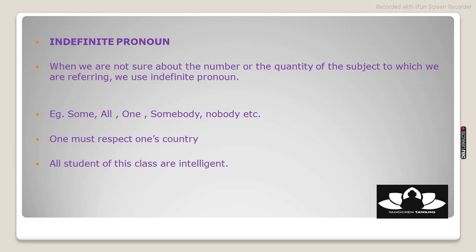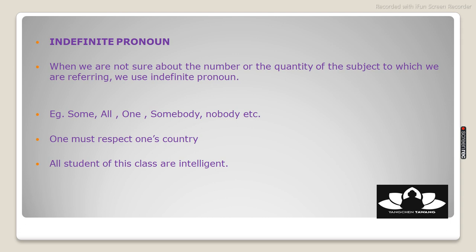When we are not sure about the number or the quantity of the subject to which we are referring, we use an indefinite pronoun there. Suppose some. When we use the word some, it is not exactly known to us how many people there are. We just say some of the people. All: suppose in a class there are 40 students, we say all the students, but we may not know the exact number.